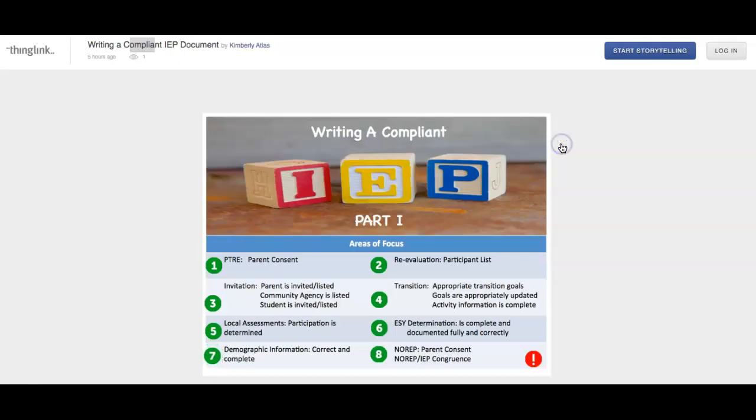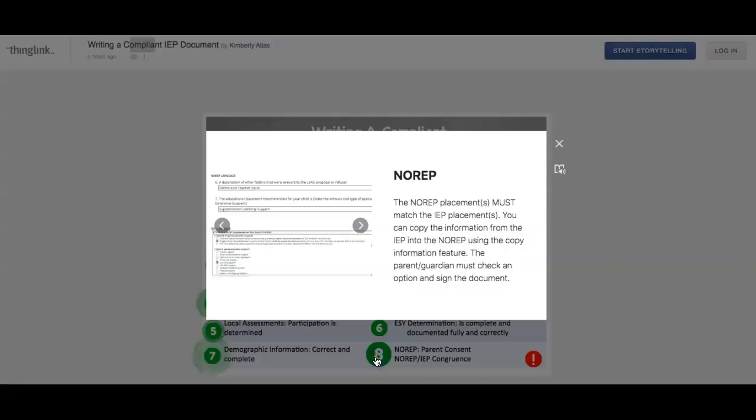Okay. Last but not least, we need to look at NOREPs and IEP placement. In several instances, the placement listed in the IEP, so like supplemental learning support, did not match the NOREP placement, like supplemental emotional support. Or it didn't list, it just said learning support or emotional support. We want to make sure that they align perfectly. Please, please, please make sure they match.